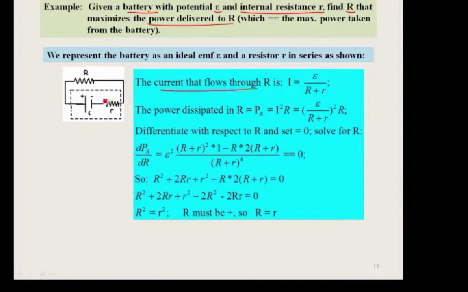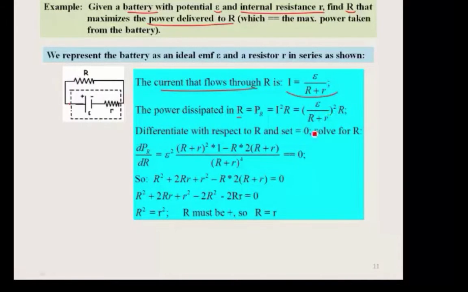Well, that's simple. Here's the potential difference that's driving the whole thing. Here's two in series, so we just take the sum of those for the total resistance. So I equals V over R translates into epsilon over R plus little r. So now we find the power that's dissipated in capital R, call it P sub R, and that'll just be I squared R. So we can substitute in our current right here, which is epsilon over R plus little r. We square it times R.